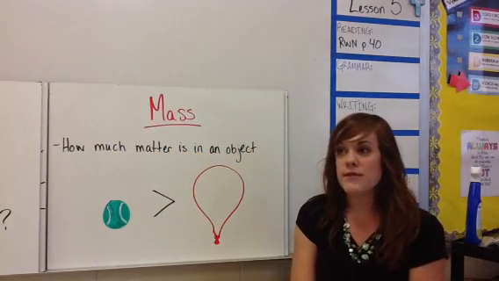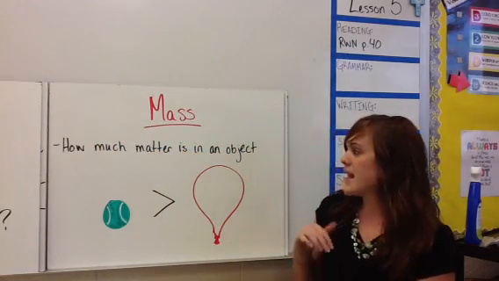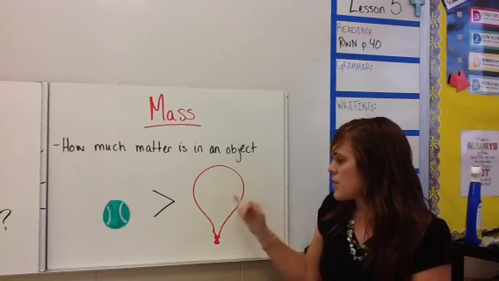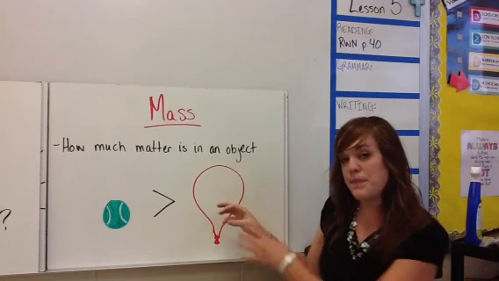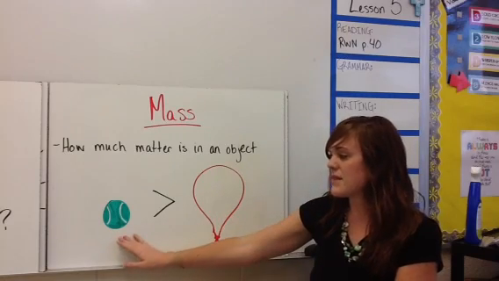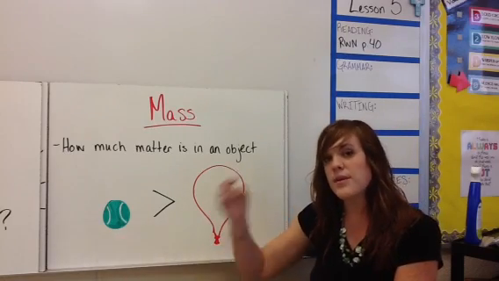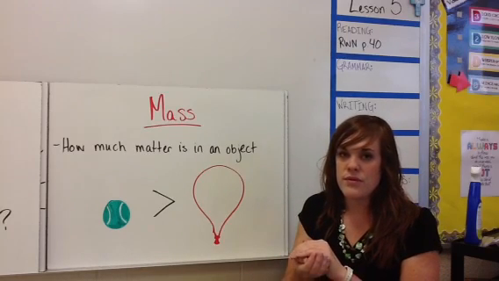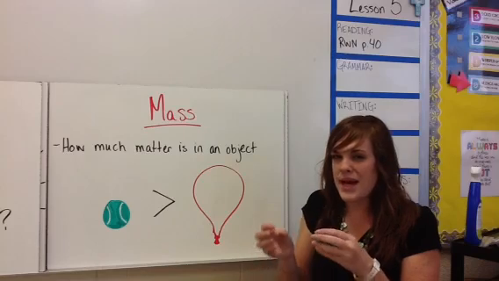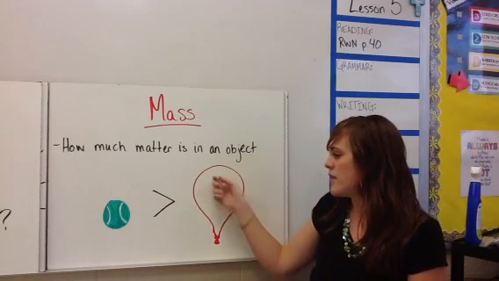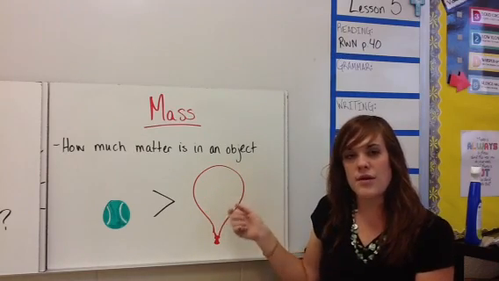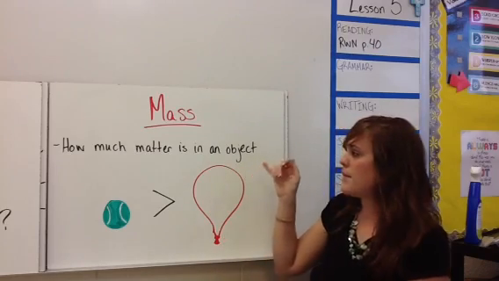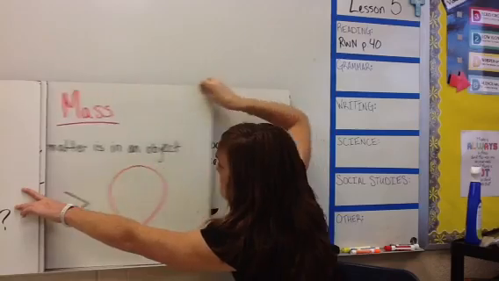Mass, which we briefly spoke about in class the other day, is how much matter is in an object. So our balloon was bigger, but the mass of the tennis ball was greater because there is more matter in a tennis ball. There are more atoms packed tightly together in a tennis ball than atoms in air floating around inside a balloon. Make sure you write down what mass is.